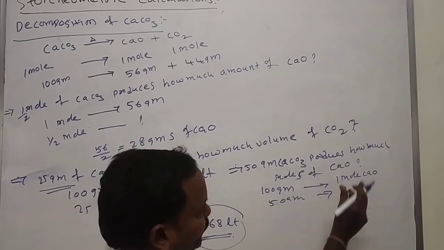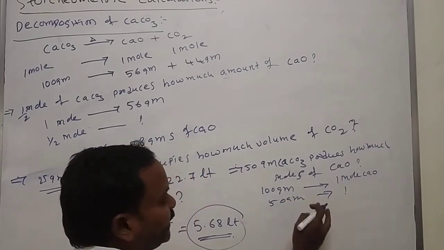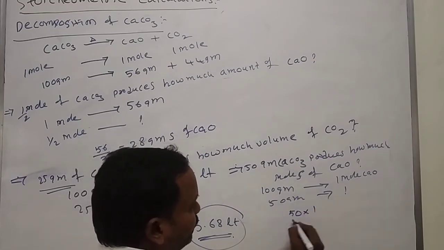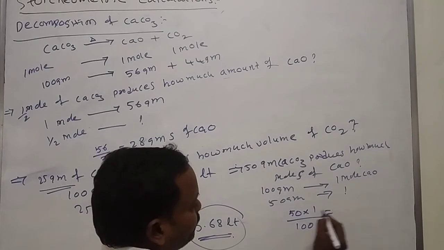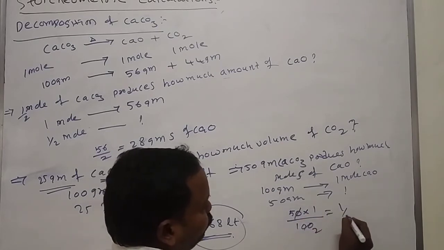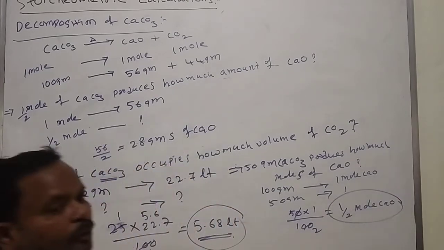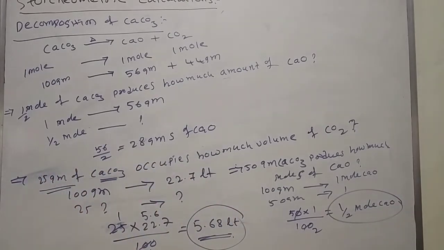Okay, 100 grams produces 1 mole. Here 50 grams produces 50 into 1 by 100. That means 2 is half mole. Half mole calcium oxide was formed. These are the different stoichiometric calculations.